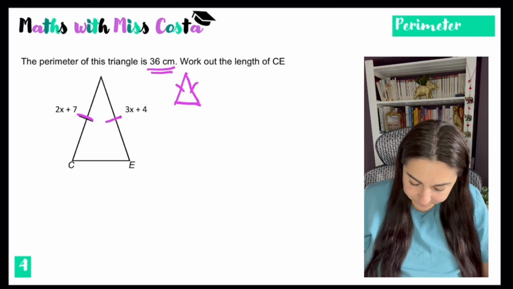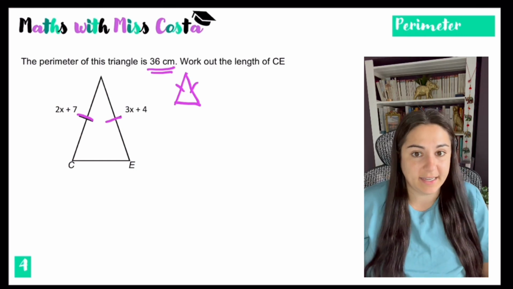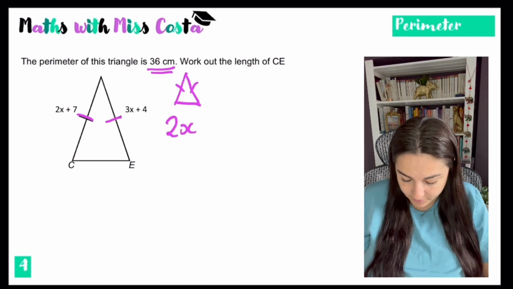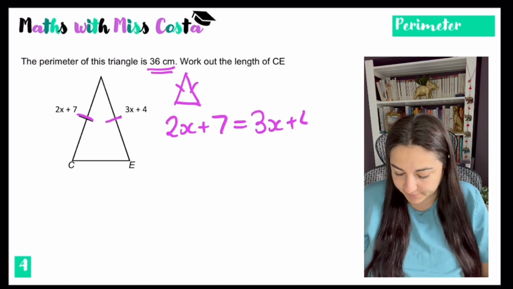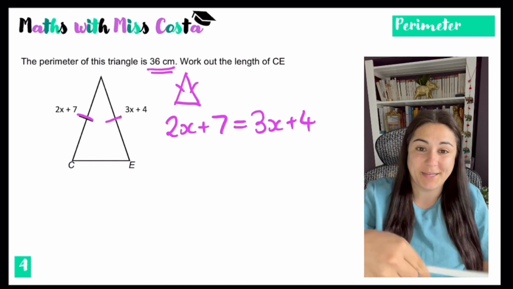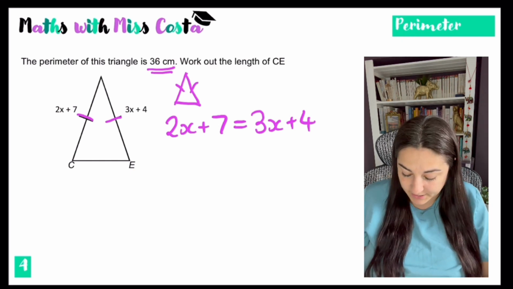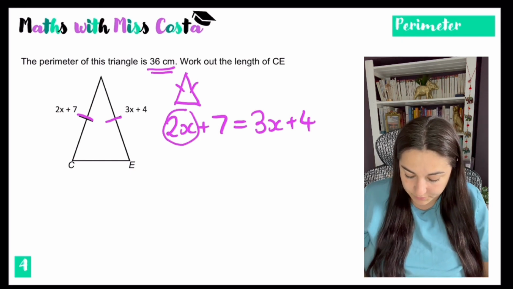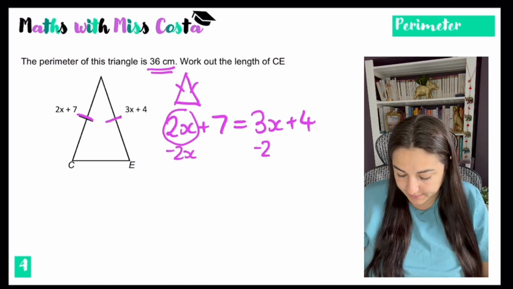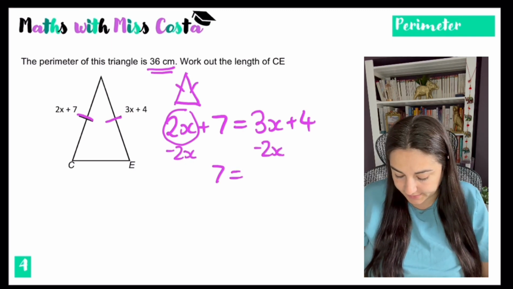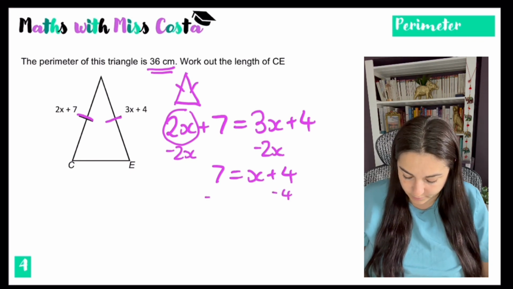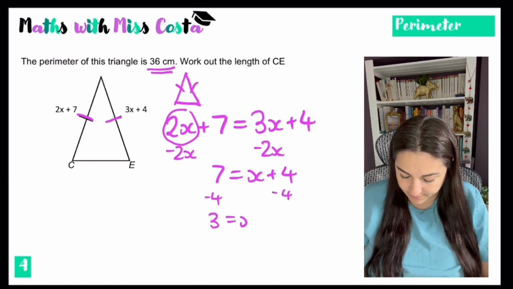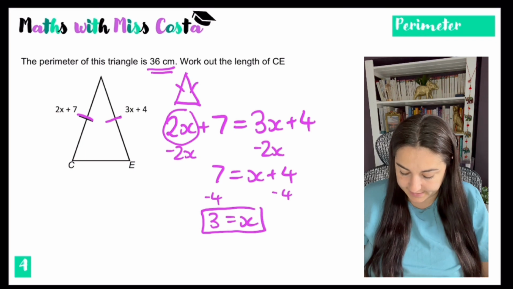36 centimeters. Now, I know the two sides are equal, so I can set up an equation for myself. So 2x plus 7 must equal 3x plus 4. Hopefully you've watched the beginning where we went through solving two-step equations. So you circle your smallest x value and subtract that from both sides. So 7 is x plus 4, and then you'd subtract 4 from both sides to figure out the value of x. So you know that x is 3.